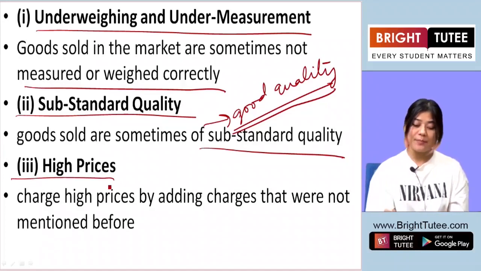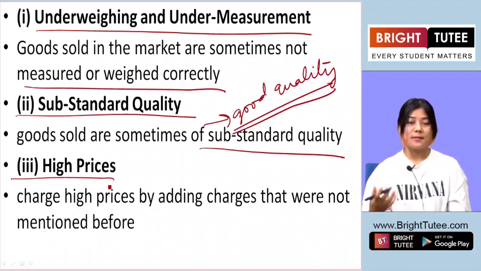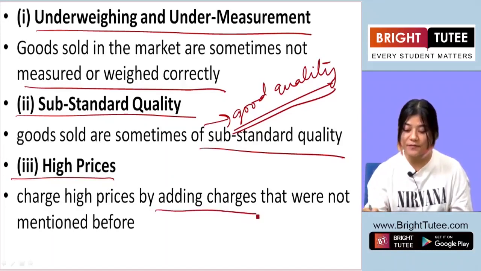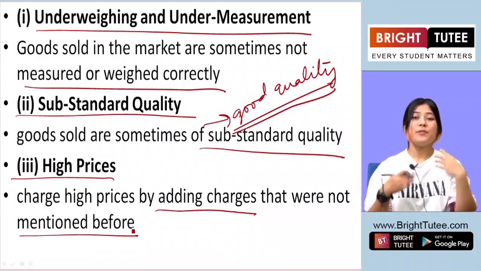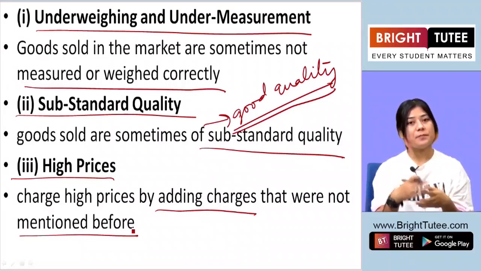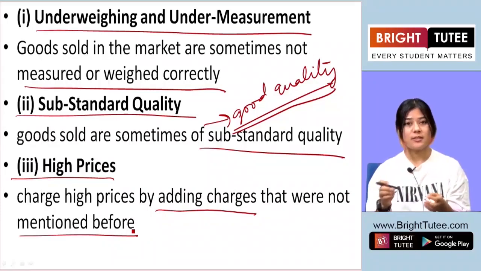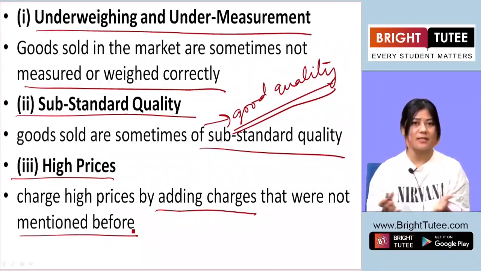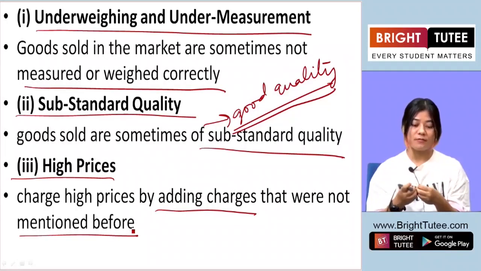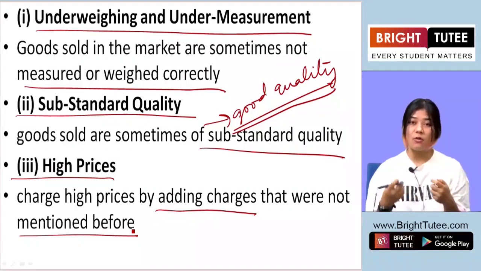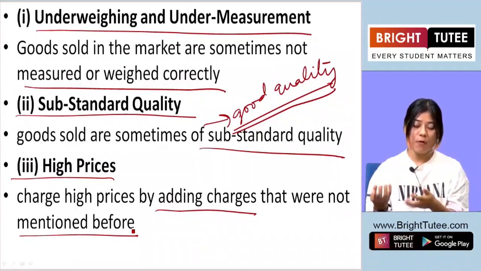So that is also another form of exploitation. The third, high prices. Now, the sellers or traders sometimes charge very high prices by adding different charges that were not mentioned before. Okay, so when you purchase some product, you'll have to pay the price of that product, and sometimes you get charged for other charges like VAT and different kinds of tax which you don't know about, but you think it's also part of the price. All right, so that is also another form of exploitation.